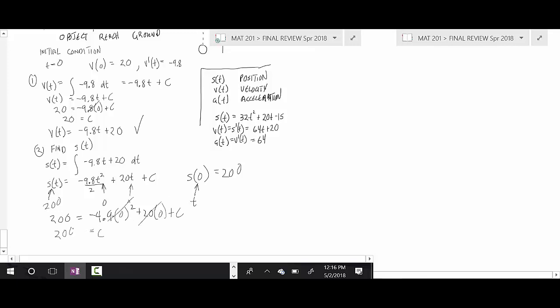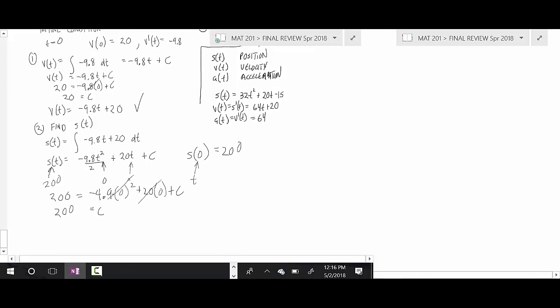Okay. Now, what we've accomplished on this is we have s of t is equal to, with our antiderivative, negative 4.9 t squared plus 20t, and then c is 200. Okay, that's what we've accomplished so far in the problem, and that's what we're trying to accomplish, is get that. All right, you guys understand what I'm doing?